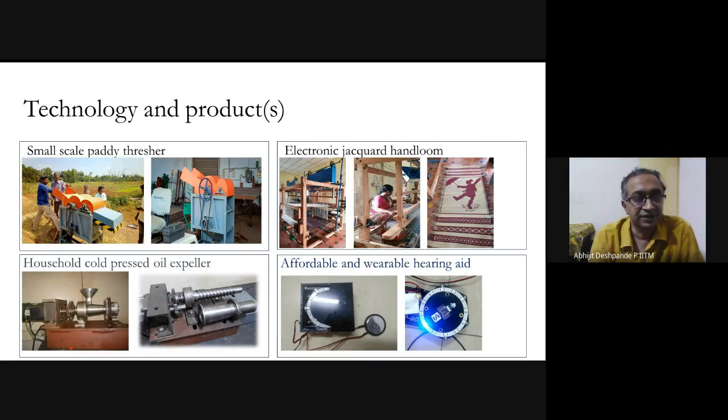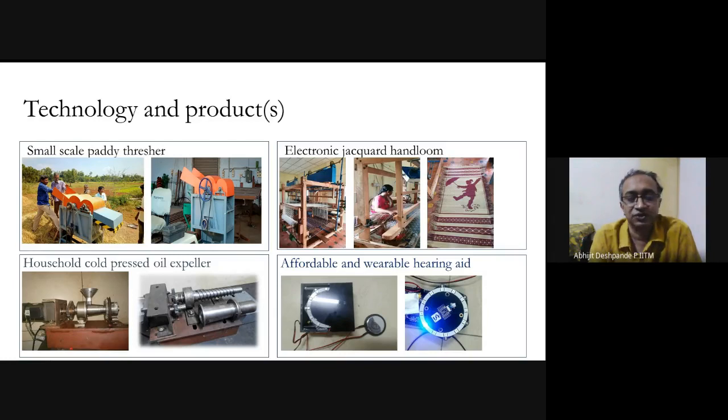And the third example, which is on the left bottom, is a cold press oil expeller. If you search on Amazon, you will see such a product out there. There are some Chinese-made products which are already there. And we've also got this under a similar price range. The products which are there are 20,000-25,000 rupees, and this one also can cost 25,000-30,000 rupees.